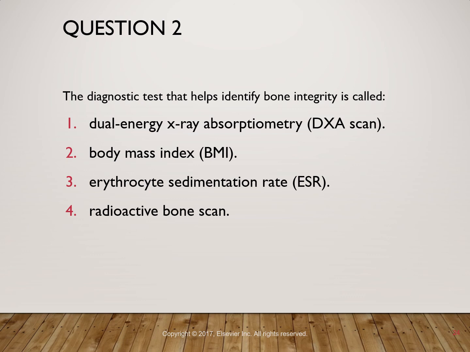Next question. The diagnostic test that helps identify bone integrity is called: 1. Dual energy X-ray absorptiometry, which is called the DEXA scan, 2. Body mass index, 3. Erythrocyte sedimentation rate, or 4. Radioactive bone scan. And your answer should be 1. Dual energy X-ray, the DEXA scan, DXA.